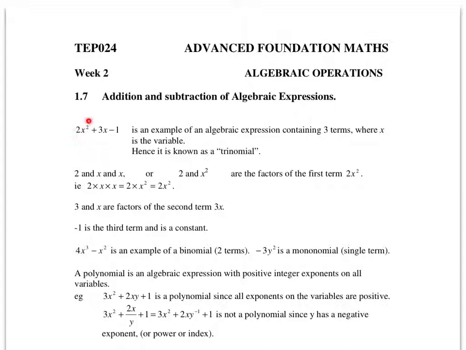So our first term, 2x squared, can be simplified to 2 times x, where 2 and x are the factors of 2x squared. The second term, 3x, has factors 3 times x, and the third term is a constant value of -1. So if we looked at 4x cubed minus x squared, that's an example of a binomial because it contains only 2 terms. Hence, -3y to the power 2 is a monomial because there is only one single term.